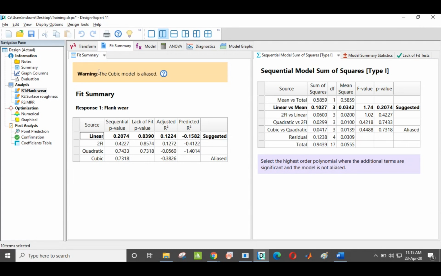And there is a warning here. You can see the warning: the cubic model is aliased. Alias is nothing but the instability between the main effects or the interaction between the selected inputs. So don't go with cubic. Automatically it will take the suggested one.